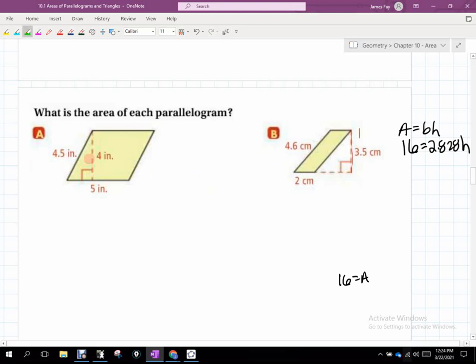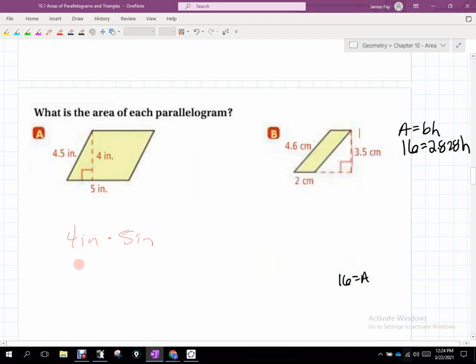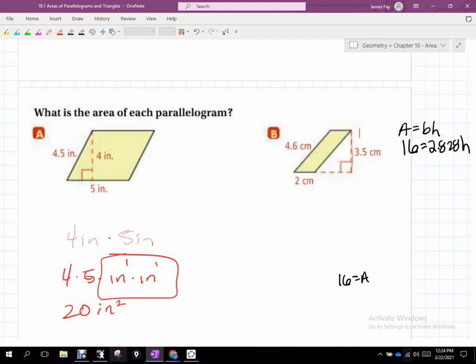So when we do this though, and this is just something always to remember, 4 inches times 5 inches, okay, and this is called dimensional analysis when we deal with units. Units are commutative just like numbers are. So we can rewrite this as 4 times 5 times inches times inches. And when I have like bases, what do I do with my exponents? Don't you add your exponents? And that's why it becomes inches squared. We talk about area always in square units.